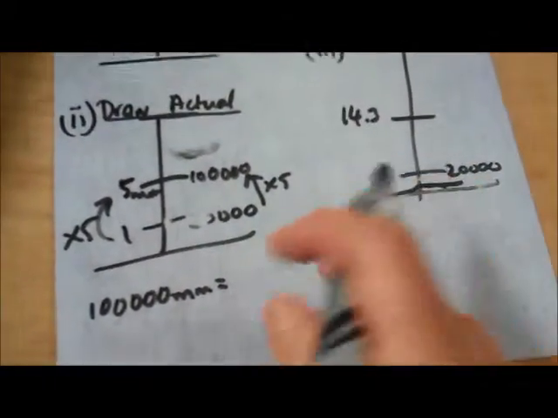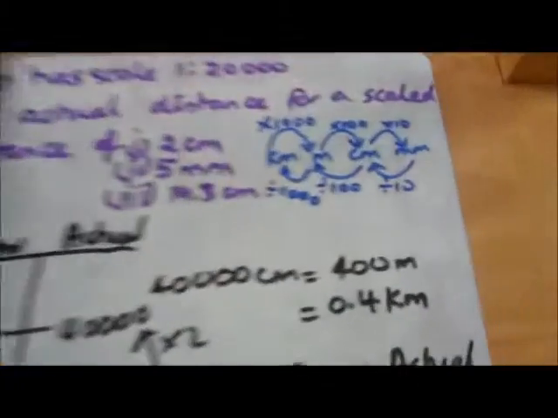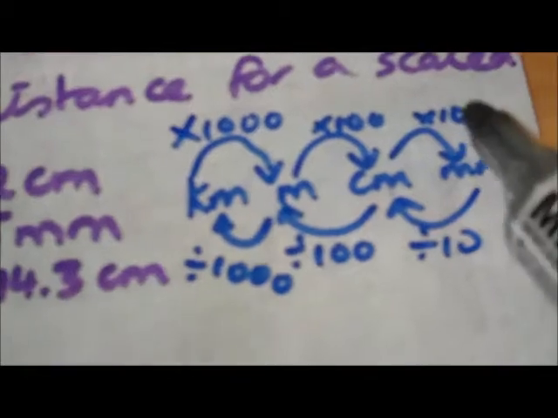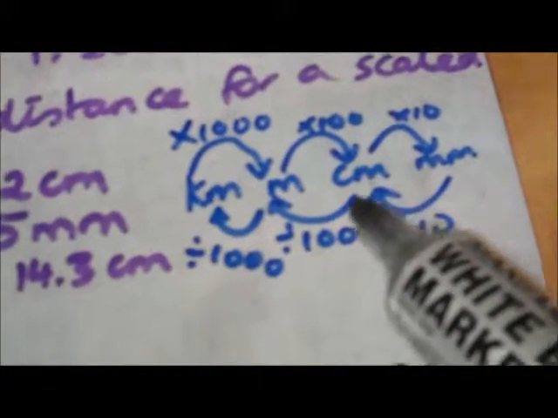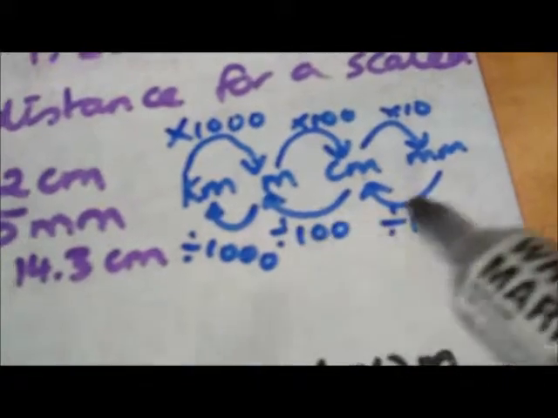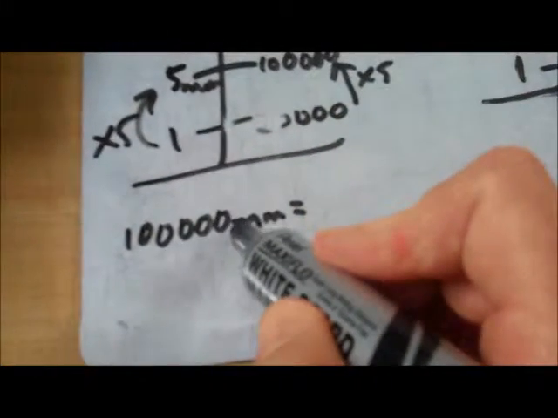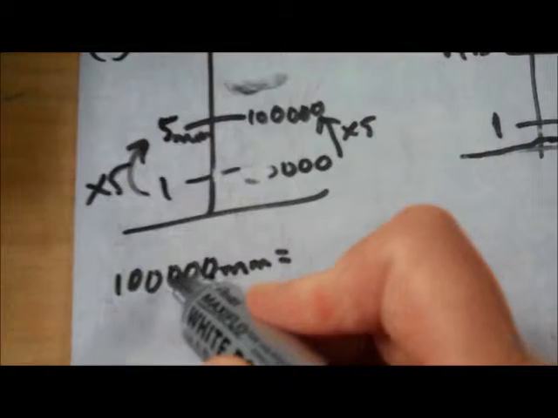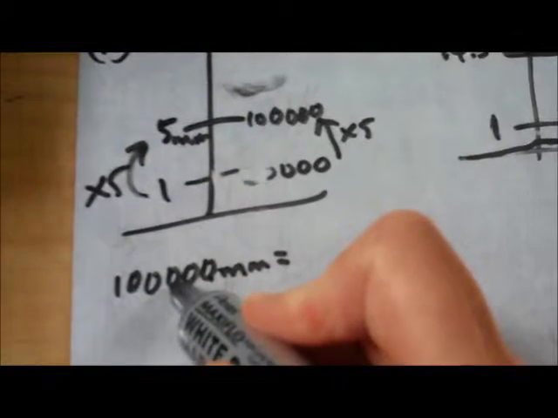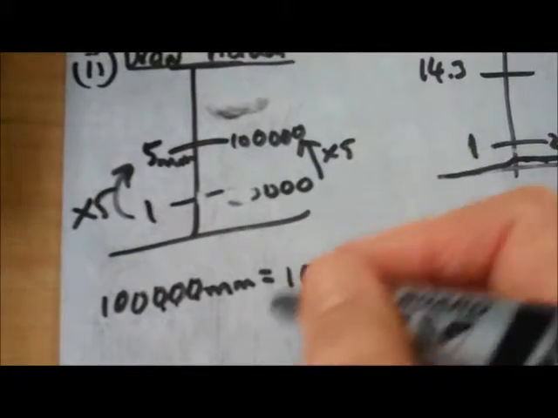So let's have a think. If I'm going from millimetres to centimetres, millimetres to centimetres is divide by 10. So I could divide by 10, and then if I divide by 100 again, so if I divided by a total of 1,000, I'd get to metres. So I'm going to divide by 1,000. First 10 to get to centimetres, and then another 100 to get to metres. So that is actually 100 metres.